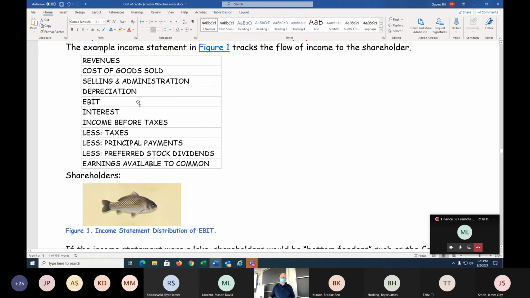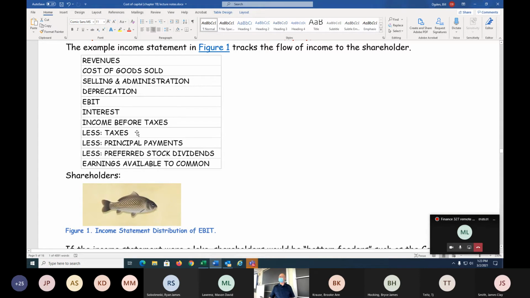What comes out next? Interest, correct? Well, interest is tax deductible, so we will deduct the interest from our EBIT before we pay taxes. Then we'll pay taxes.